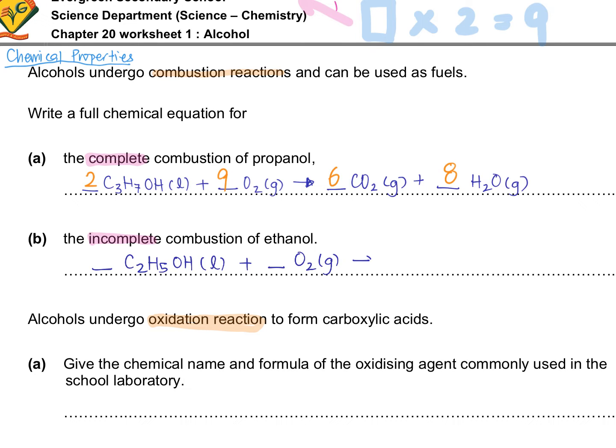Incomplete combustion of ethanol, what do you get? Carbon monoxide, good. Okay, so please remember your product for complete and incomplete combustion. Okay, I'll give you a minute. Can you try to balance the second one on your own, using the same method that I just went through earlier?